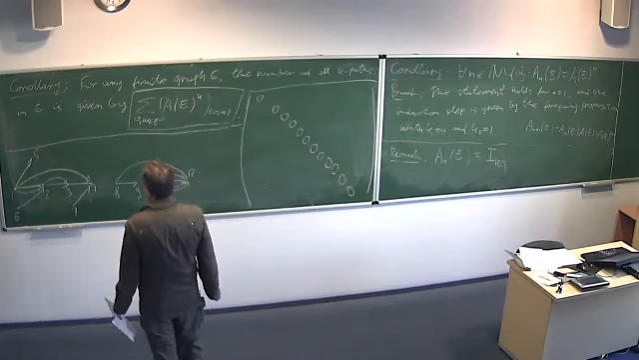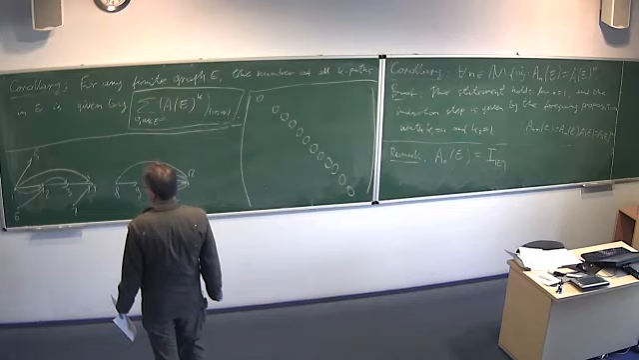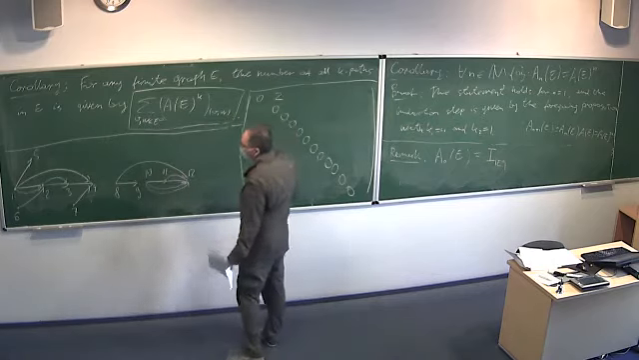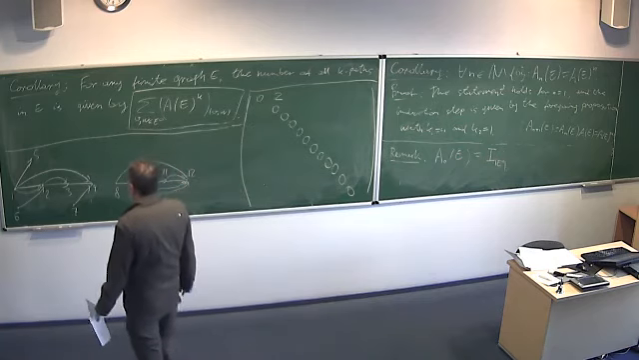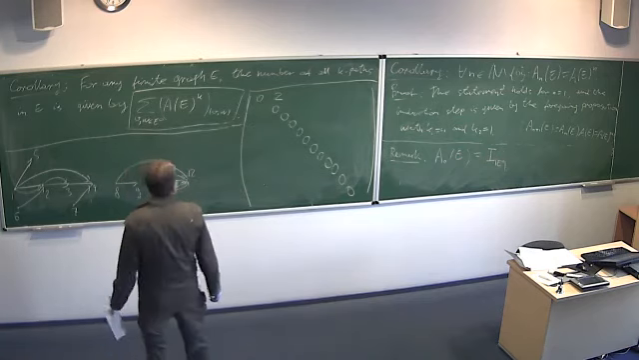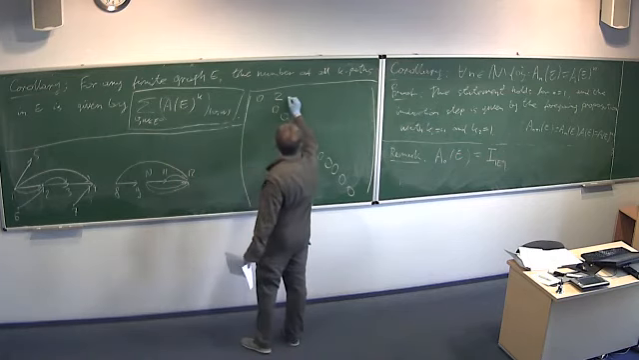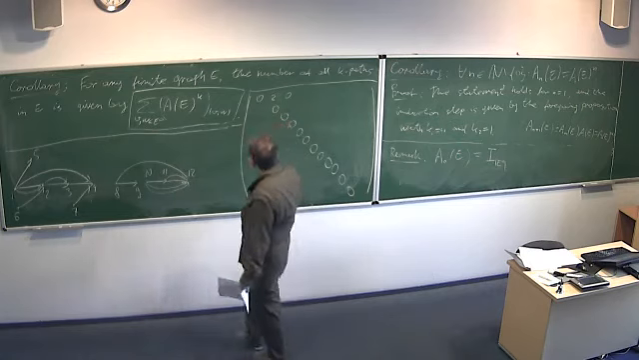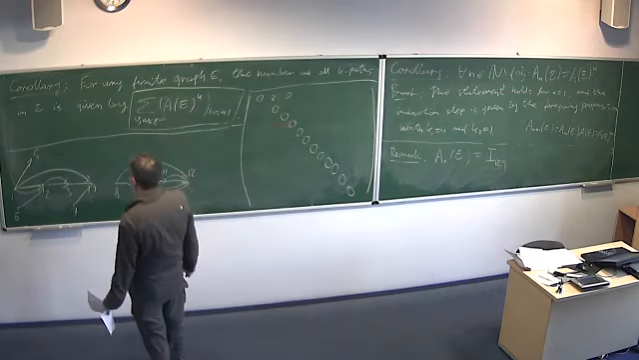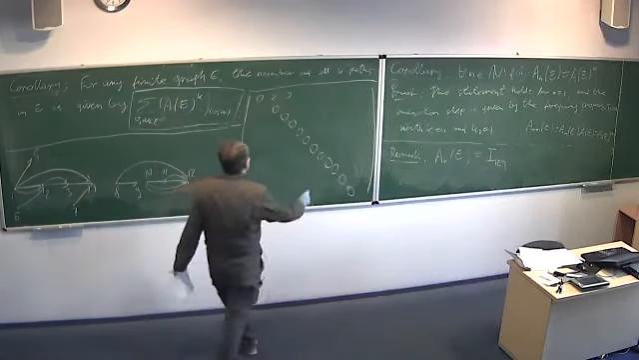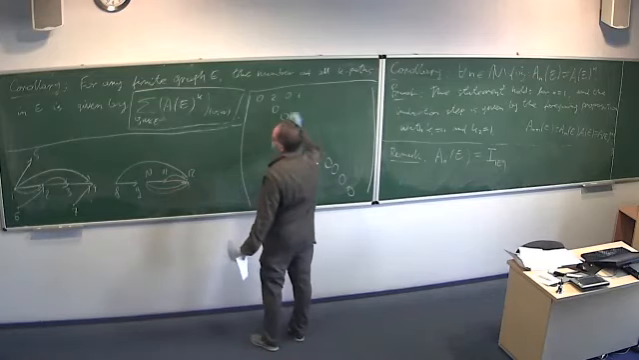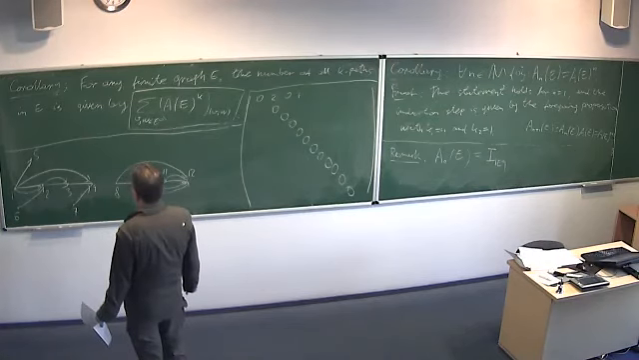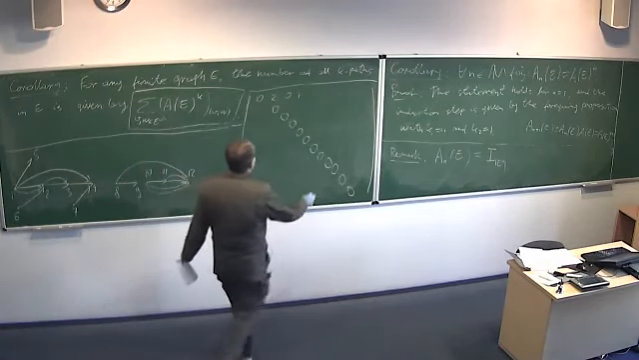Okay, from 1 to 2, we have 2 edges. From 1 to 3, no edge. From 1 to 4, yes, we have 1 edge. From 1 to 5, yes, we have 1 edge.